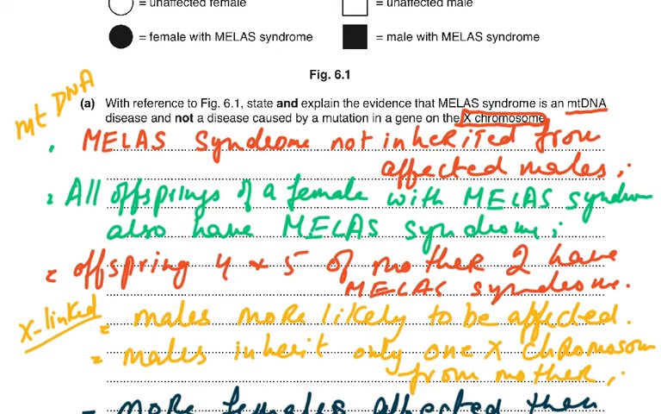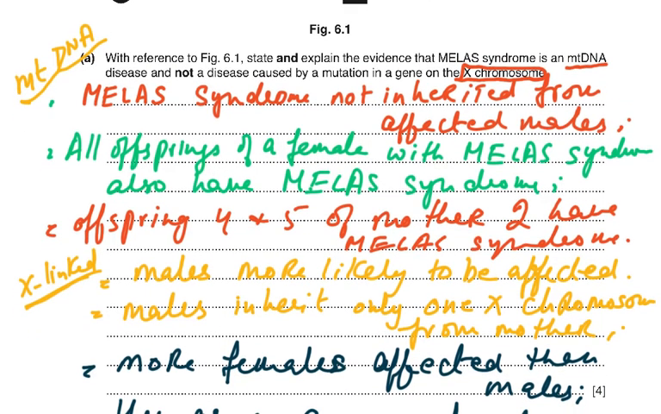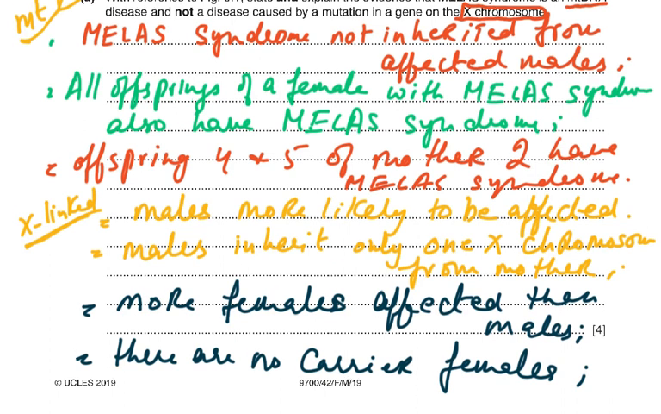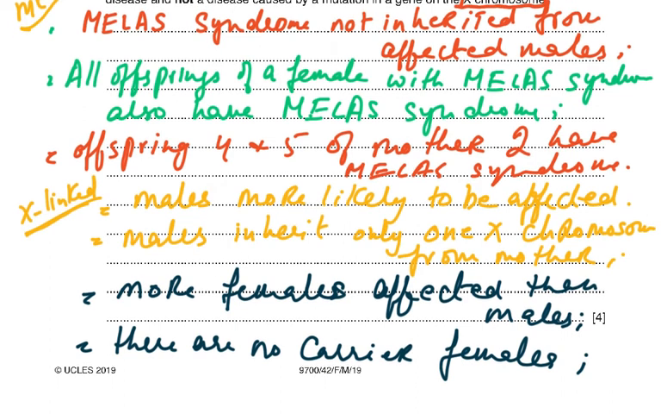If I have to talk about mtDNA, there were two headings you have to talk about. If you're proving X-linked, then in X-linked, males are more likely to be affected. Males inherit only one X chromosome from the mother. More females are affected than males. In this situation, in figure 6.1, more females are affected than the males. And there are no carrier females. So this was the possible answer you had to give for 4 marks and 4 points. Any of the 4 points would have got you the 4 out of 4.